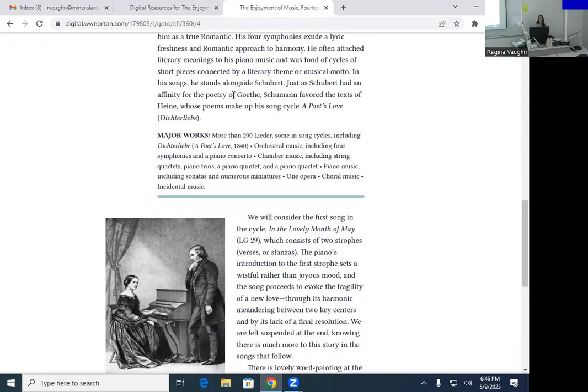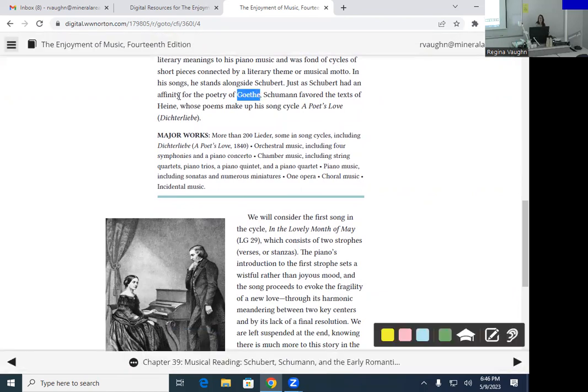As Schubert had an affinity for the poetry of Goethe, Schumann preferred Heine. And Heinrich Heine's poems make up the song cycle A Poet's Love, Dichterliebe. So here is a list of his works: more than 200 lieder, some in song cycles, including Dichterliebe, orchestral music, 4 symphonies and a piano concerto, chamber music, including string quartets, piano trios, piano quintet, piano quartet, piano music including sonatas and numerous miniatures, 1 opera, choral music, and incidental music.